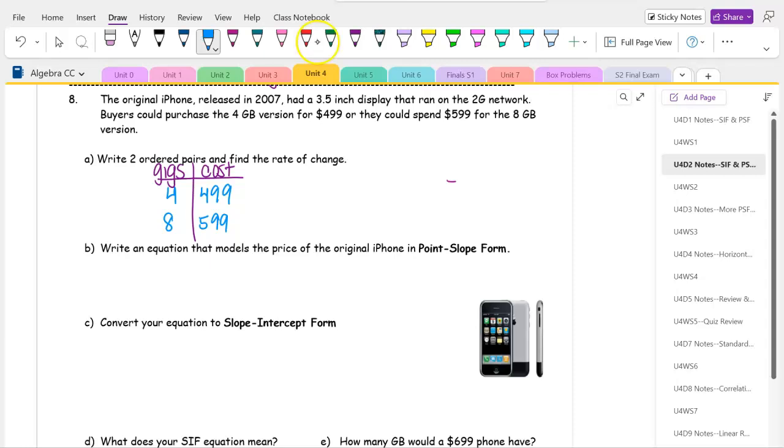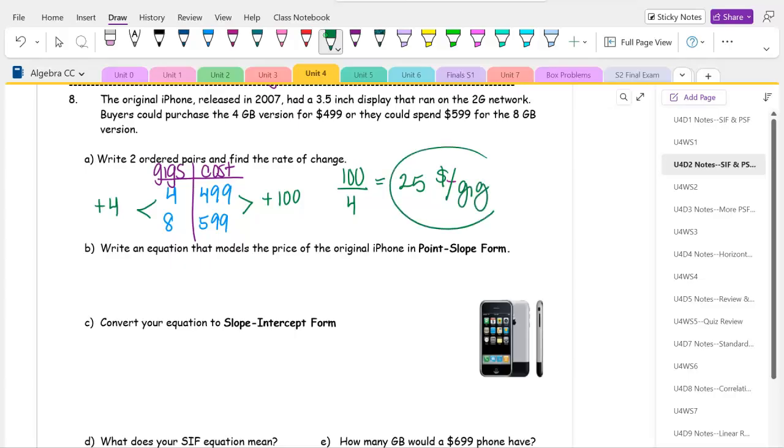And now I'm going to find the rate of change, which remember is just my slope, and I'm going to do that by doing my jumps. Remember, your dependent or your y always goes on top, so we're going to divide 100 over 4, and that's going to be $25 per gig. All right, so this is my slope. Now I'm going to do point slope form. I'm going to choose this point: y, and the opposite of my y coordinate equals my slope, x, and the opposite of my x coordinate.